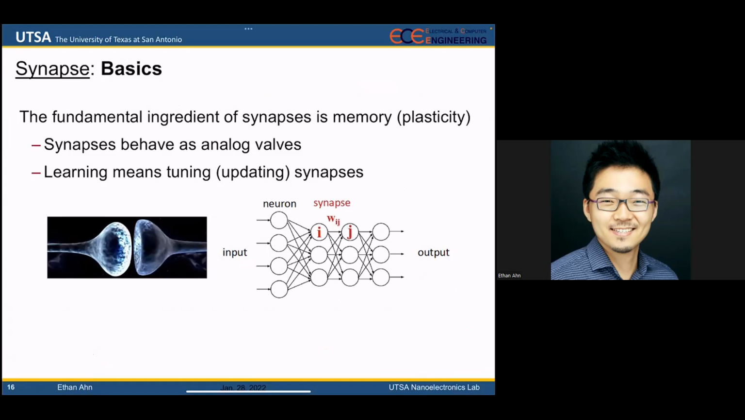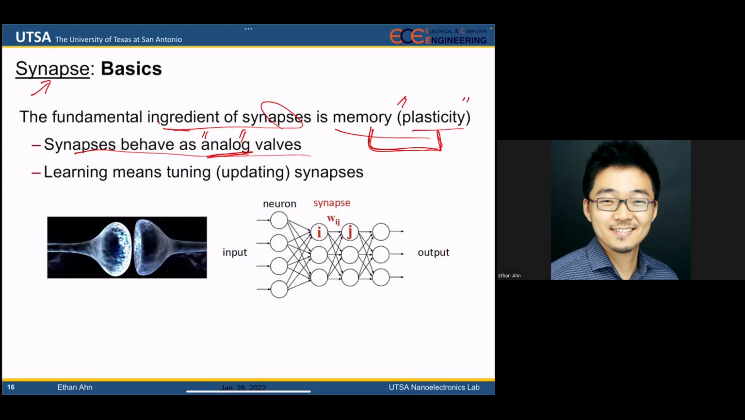When we say we want to make artificial neurons and synapses, for example for synapses, this is basically how synapses work, very simply, and how we can make devices that can behave as synapses. The fundamental characteristic of a synapse is actually memory. In this technology it's sometimes called plasticity, but they mean almost the same thing. Synapses behave as analog valves, not digital valves. So the important terminology here is analog, and that's how our brain works.